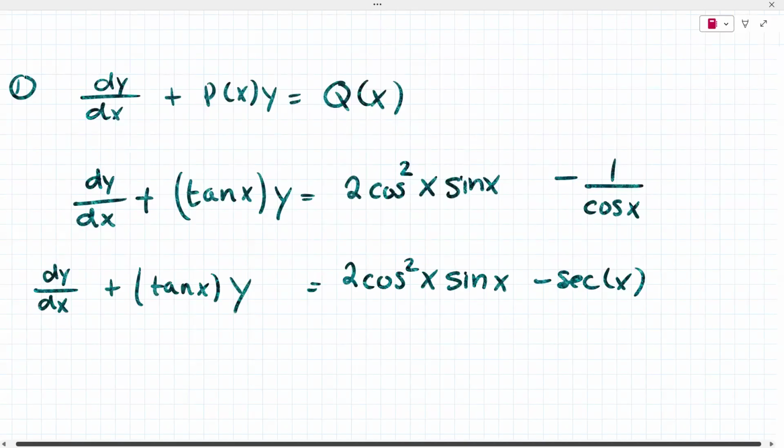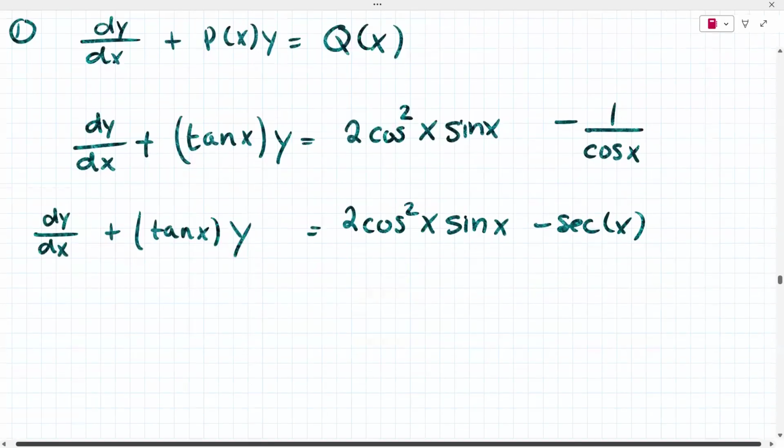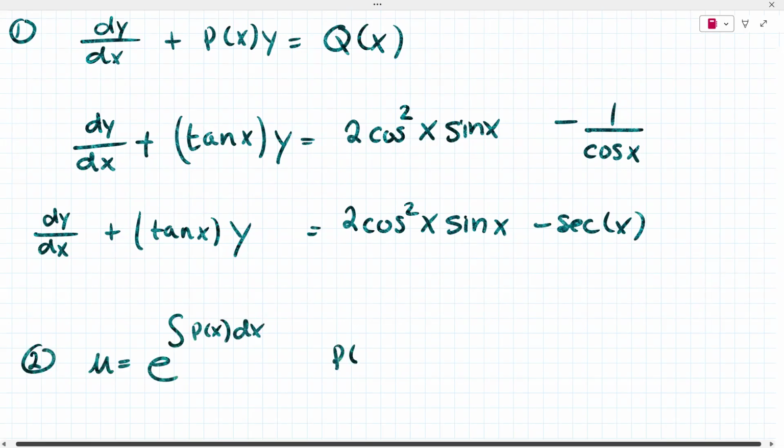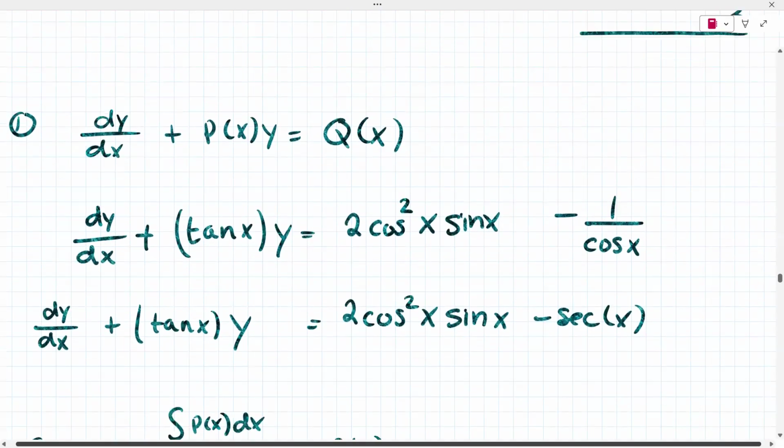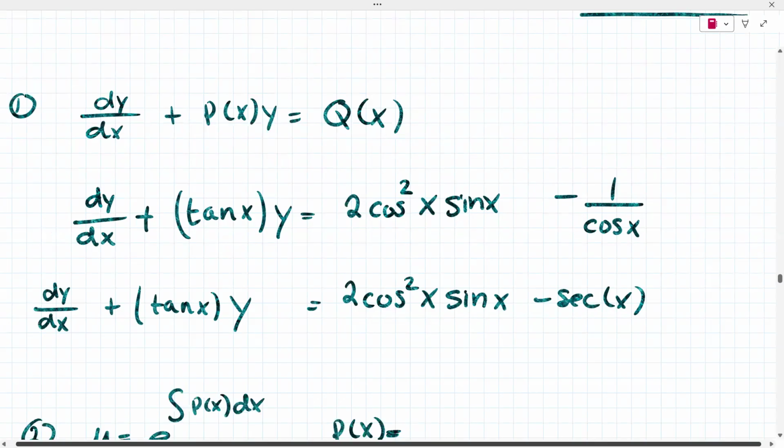Now we did this so we could find our mu. So, what is our mu? Step 2 is find your mu. So your mu is e to the integration of p of x dx. So my p of x is, what is my p of x? It is tan of x, right?